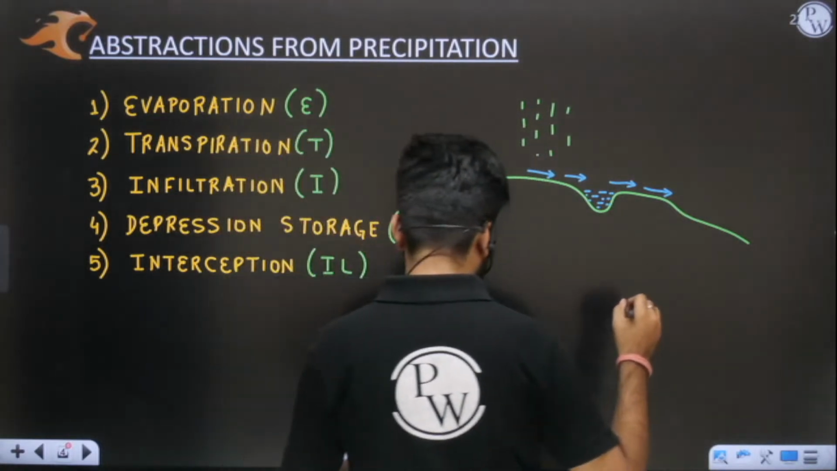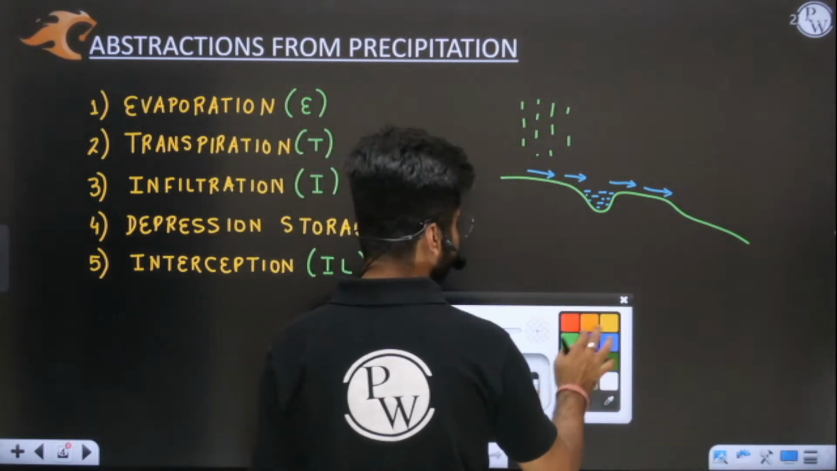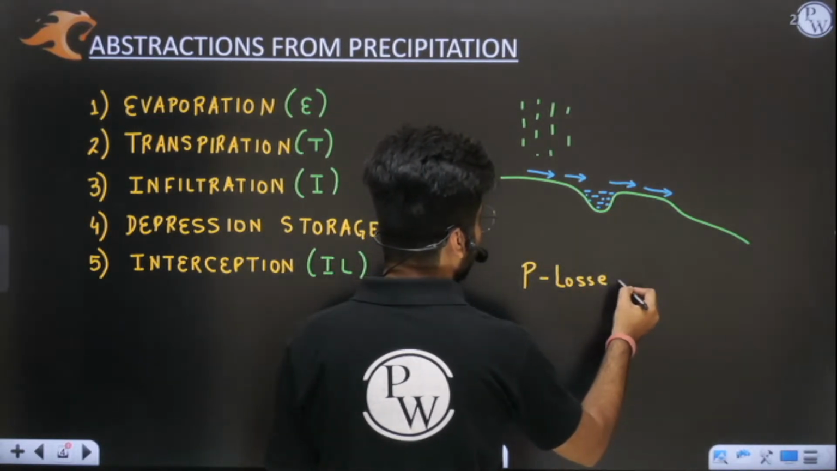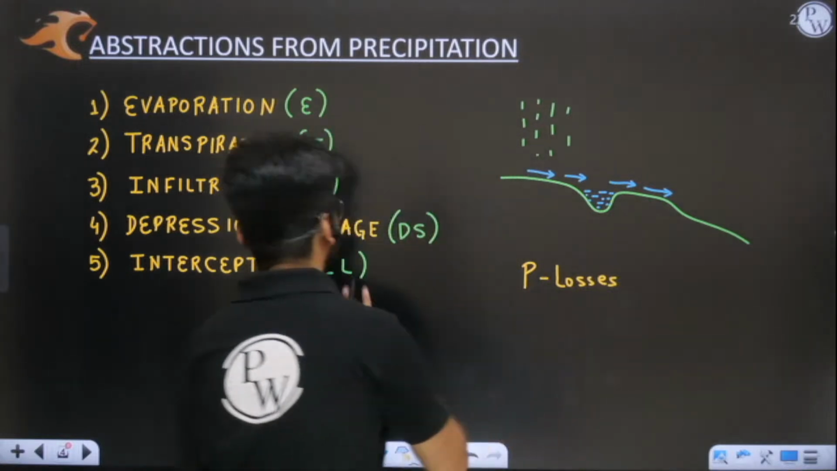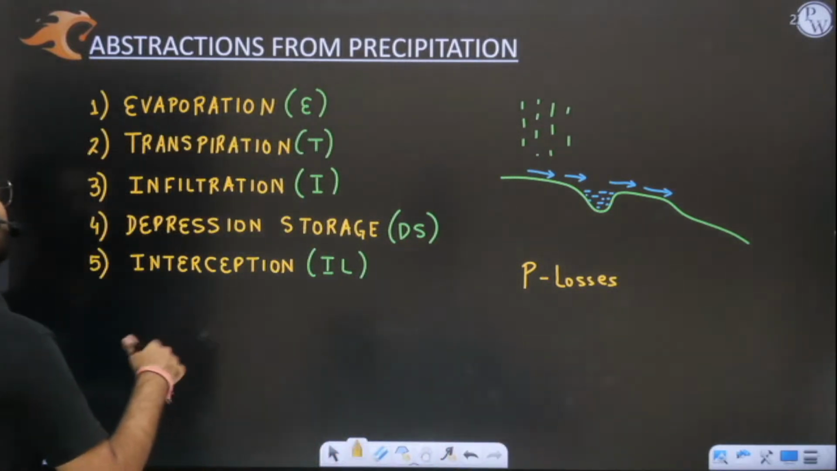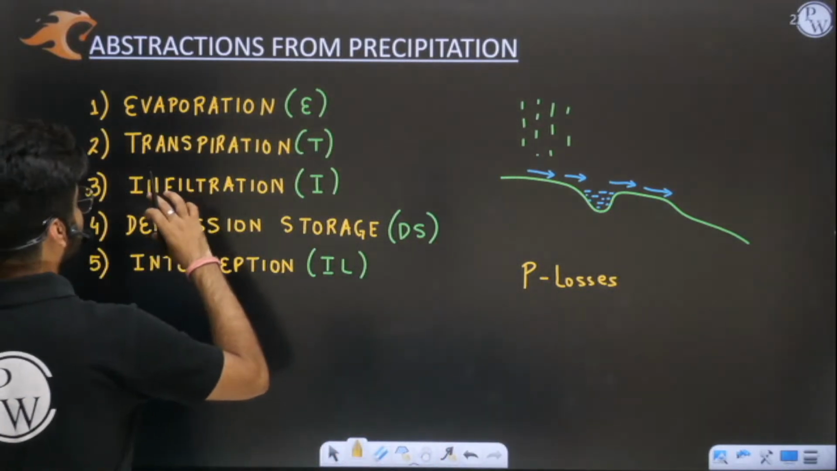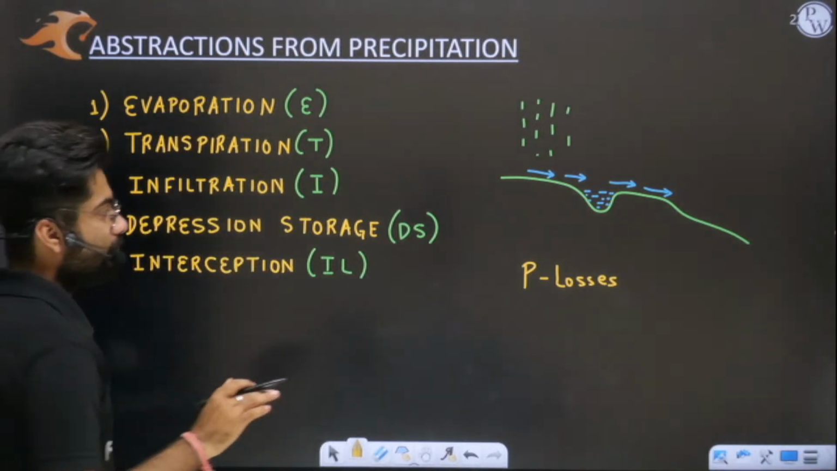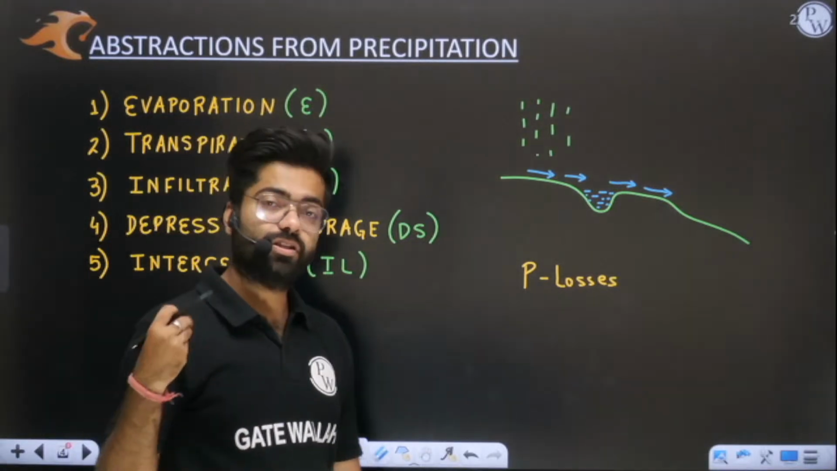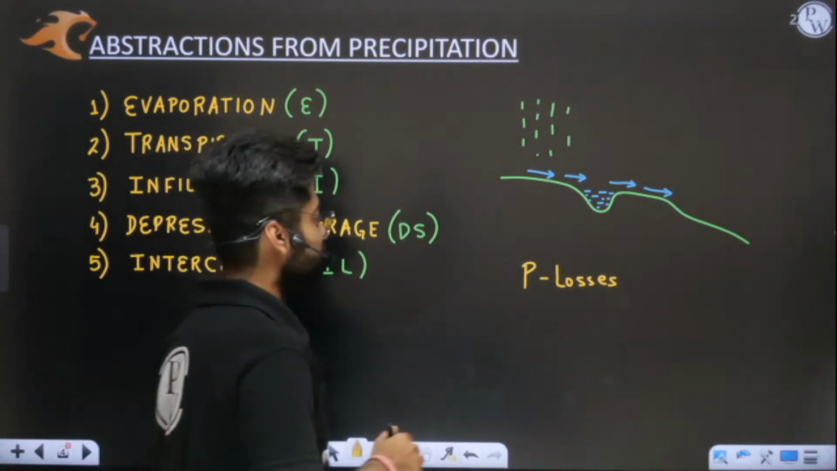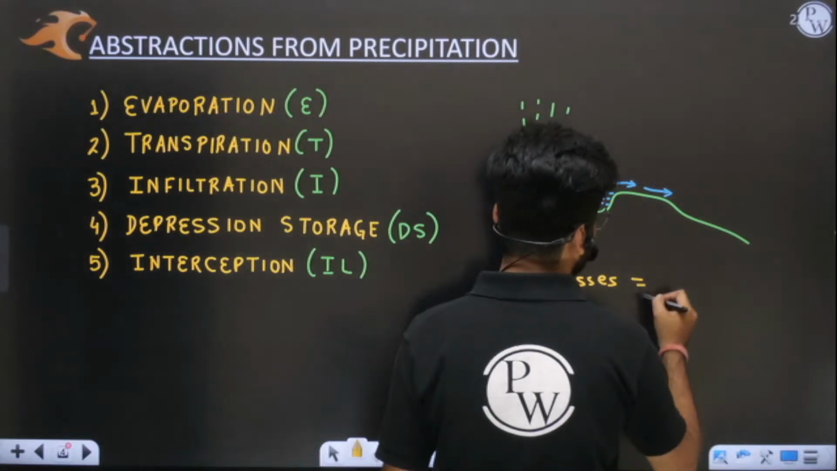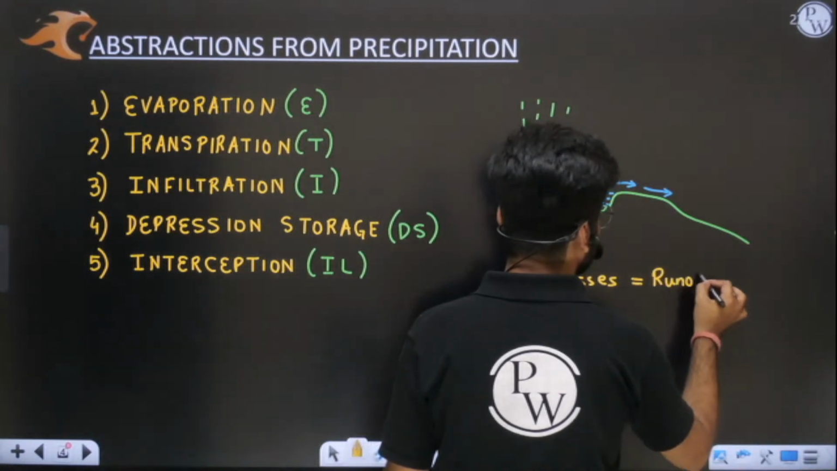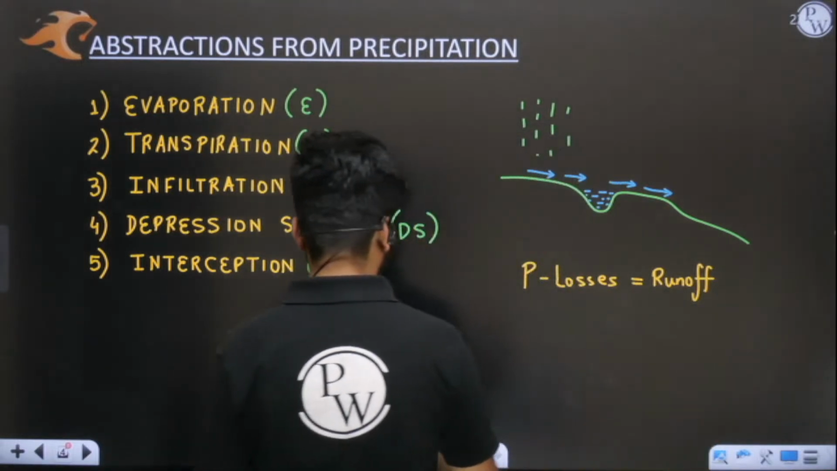So basically, sir, you are simply saying that precipitation happened, and after precipitation, all the losses occurred. All these five losses are the major losses, but if you want to understand which is the most important loss, or which will be in maximum bulk, that is infiltration. After these losses, runoff will take place. So this I have already told you, and I hope this is very clear to you.